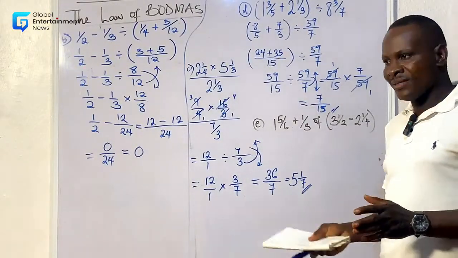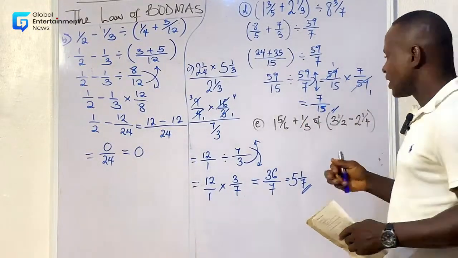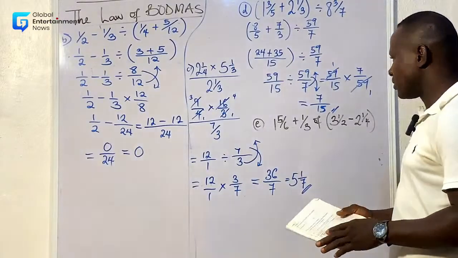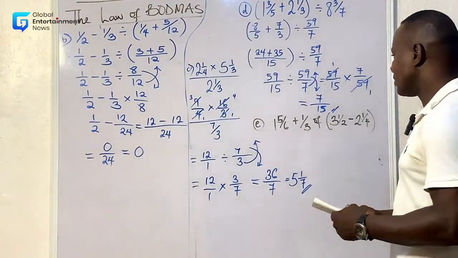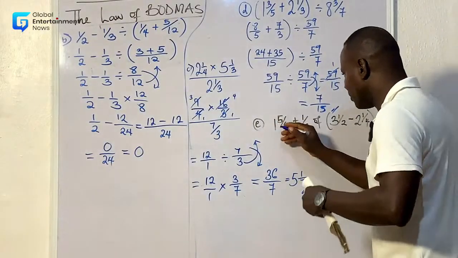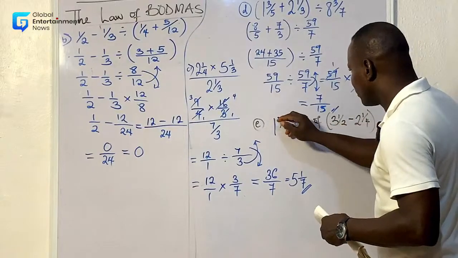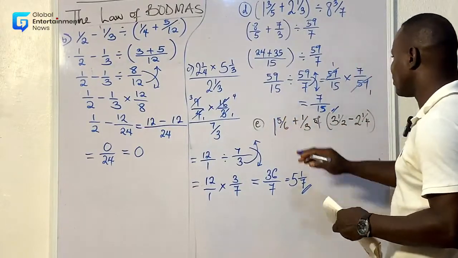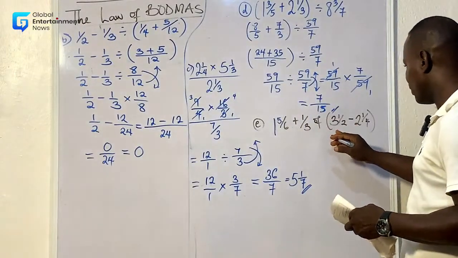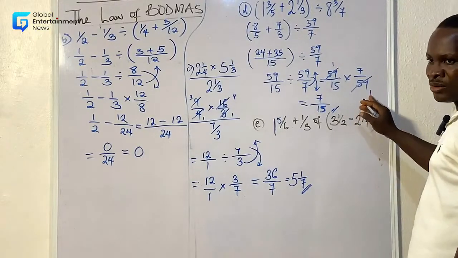Now, this last question, I want you to solve it for me. Whatever result you get, leave your answer in the comment section. What is the question? 1 whole number 5 all over 6 plus 1 all over 3 of bracket open 3 whole number 1 all over 2 minus 2 whole number 1 all over 4.